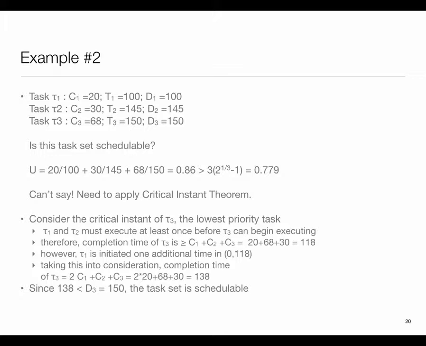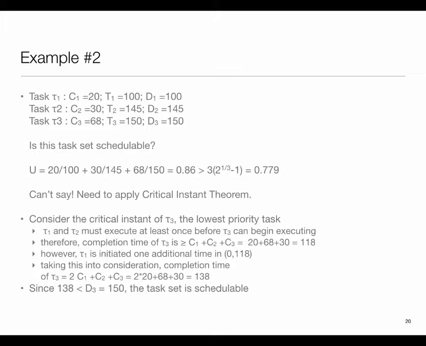C3, according to rate monotonic, has the lowest priority because it has the longest period. So in this case, all I need to do is a critical instant analysis for task 3, and that is sufficient. So now let's look at the critical instant for task 3.